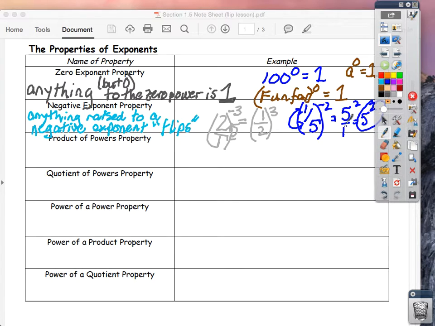Nailed it. Anything raised to a negative exponent, you flip it, and then that makes it a positive exponent.